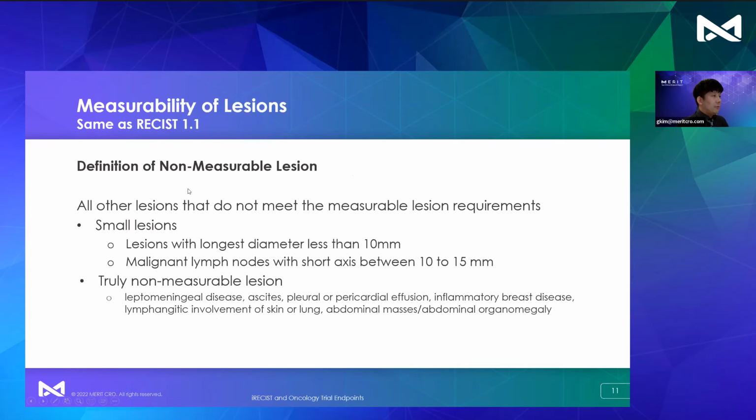And the definition of the non-measurable lesion is also the same. Any other lesions that do not meet the requirements for measurability, which includes all small lesions or any lymph node whose short axis runs between 10 to 15 millimeters. Any truly non-measurable lesions, which are listed here, such as ascites or pleural effusions, are considered truly non-measurable just due to their presentation type or morphological feature. These are also considered non-measurable lesions.